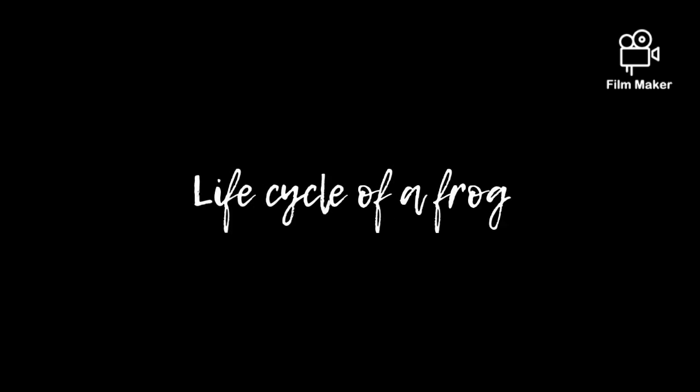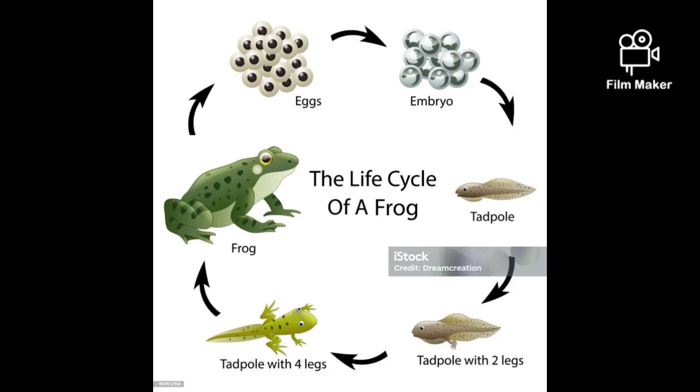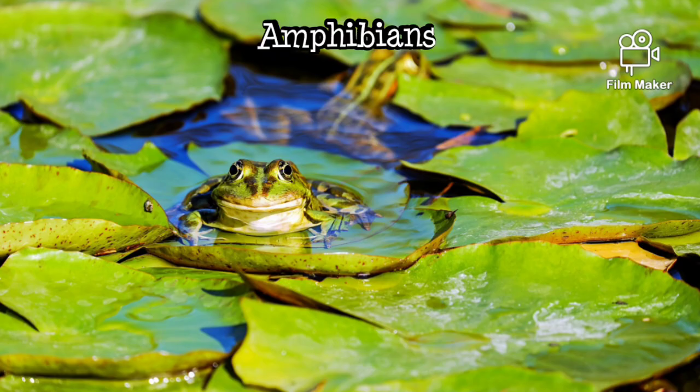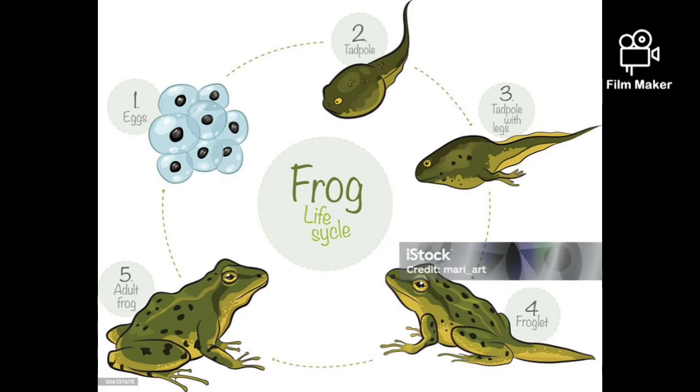Today I will talk about the life cycle of a frog. In my last video, I was telling you about the life cycle of a butterfly. Like the butterfly, this is also very interesting. Frogs also go through a process called metamorphosis. That means these animals look very different as babies than their parents. Frogs are amphibians, which means that they can live in water or on land. There are four stages in the metamorphosis of a frog.